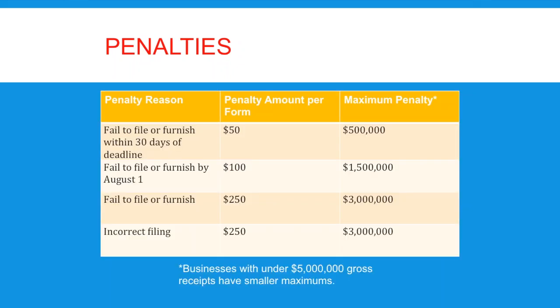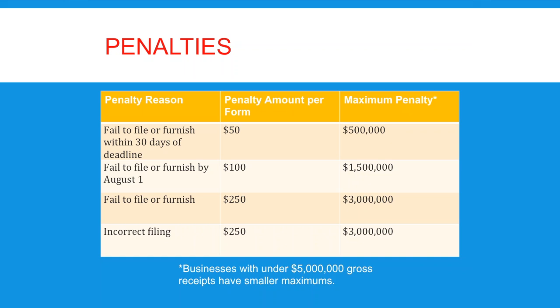I also put in some information here about penalties, not to scare anybody, but just to put it out there. The penalties have gone up over the last 6 or 7 years. They've gone from a maximum of $30 to a maximum of $100, and now to a maximum of $250 as part of the Affordable Care Act. You can see what the penalties are here, and these are penalty amounts per form.